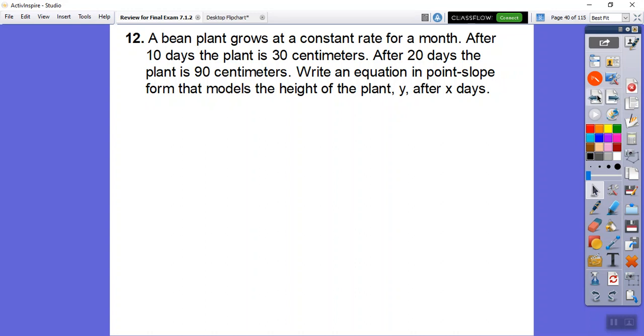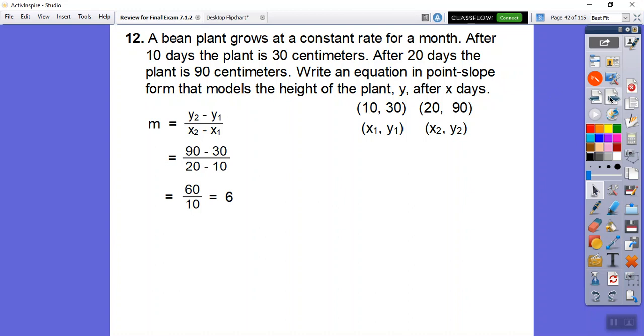Okay, so a bean plant grows at a constant rate for a month. After 10 days, the plant is 30 centimeters. So I'm seeing the ordered pair (10, 30). After 20 days, the plant is 90 centimeters. So (20, 90). Write an equation in point slope form, y minus y1 equals m times x minus x1, that models the height of the plant y after x days. Let's write the ordered pairs (10, 30) and (20, 90). Those are my x1, y1 and x2, y2, and we're going to use slope. So it's going to be y2 minus y1 over x2 minus x1. The y's go on top, the x's go on bottom.